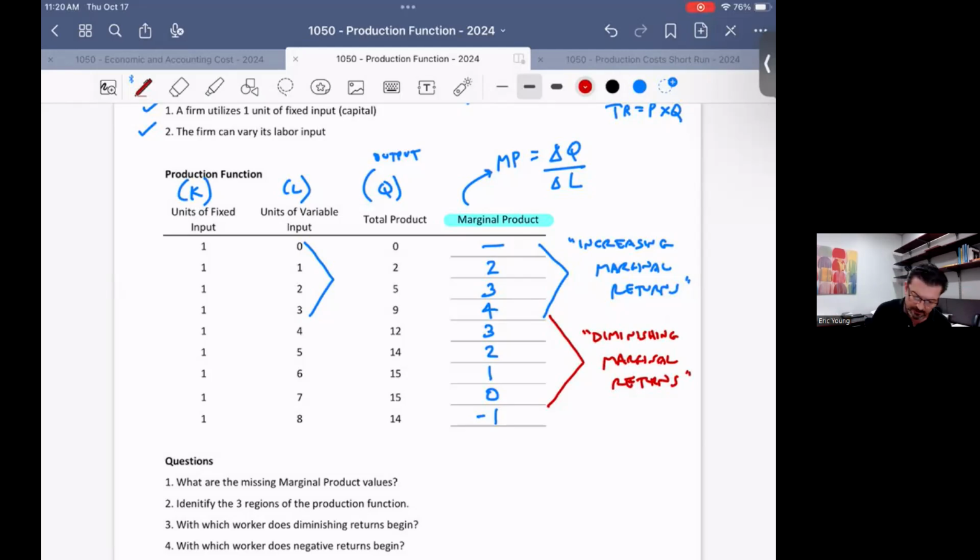Again, workers 4 through 7, well, 7 didn't contribute any, but workers 4, 5, and 6, they still contributed pizzas. They just contributed fewer than the guy hired before them. So their contribution was diminished. That's the region of diminishing marginal returns. And then finally, we see in this region here, where each worker actually reduces your overall pizza count, this is the region that we call negative returns.